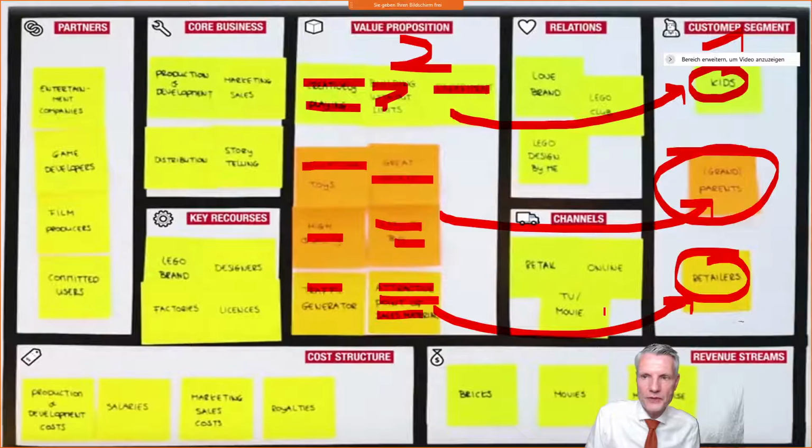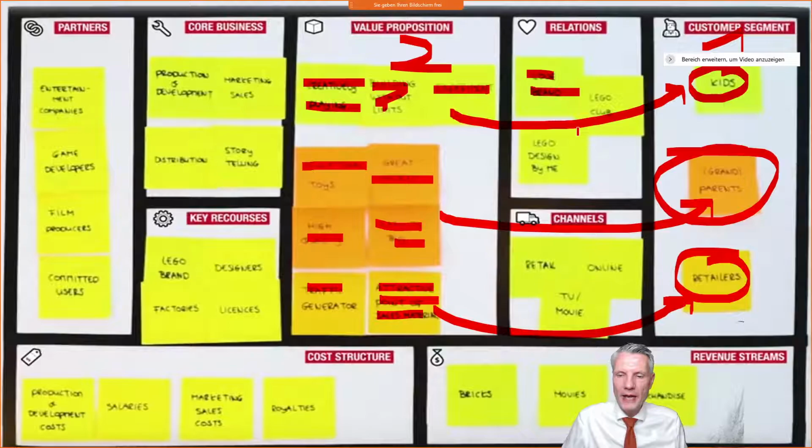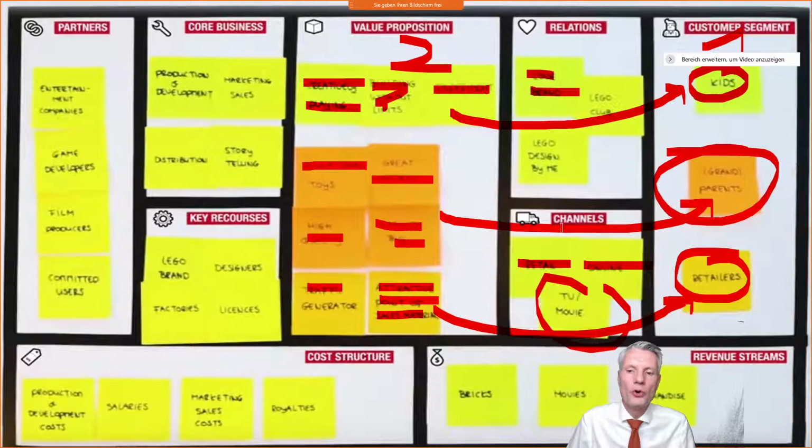Relationships here, see, Lego is kind of a love brand. They have the Lego Club as well to keep up relationships, and they have also the Lego Design by Me program. Then channels, they have online, of course, they have retail, but they also have TV and movies. Through these communication channels, for example, they have Lego Star Wars, product placement in certain movies, and their own movies as well. So these are also channels. Remember, channels is not only trucks, it's not only retail, but it's also the way of communication.